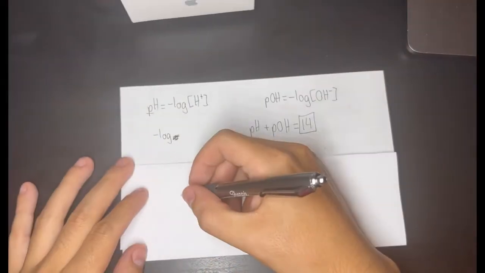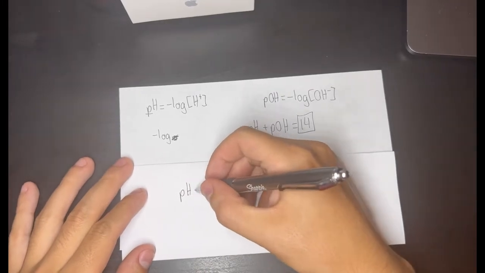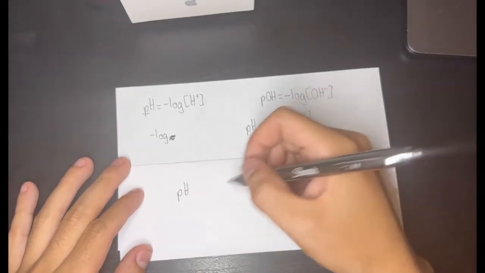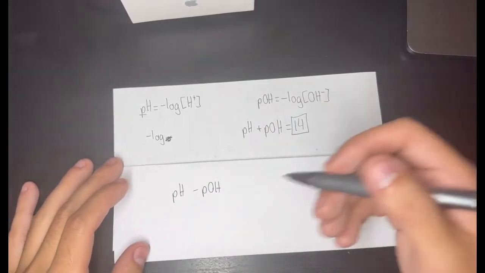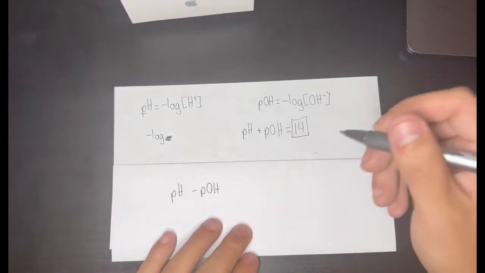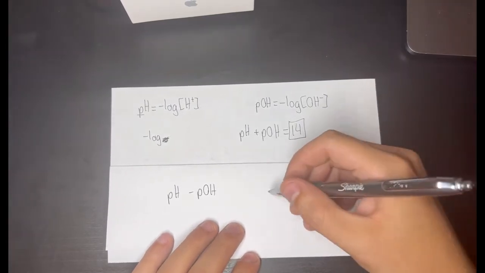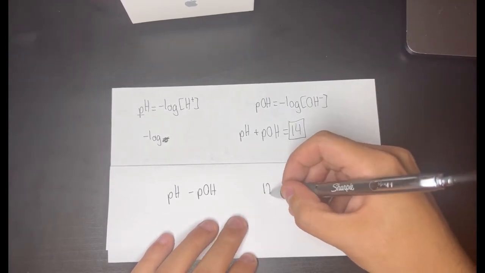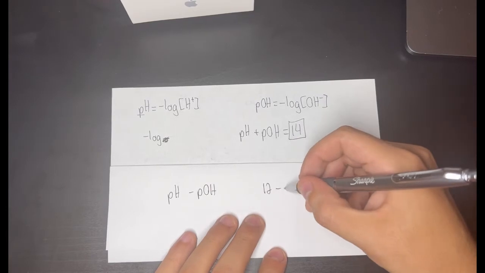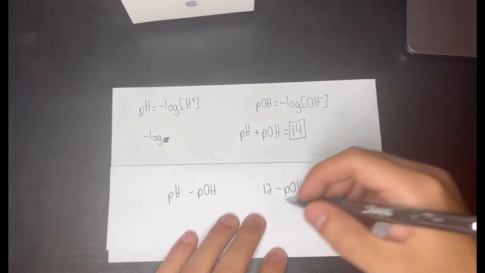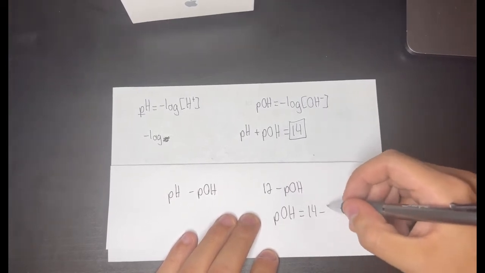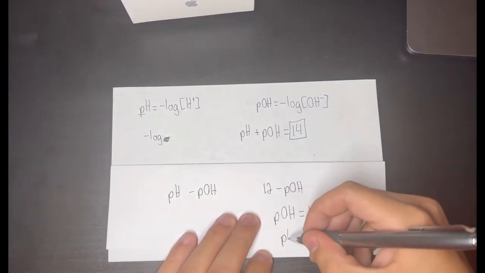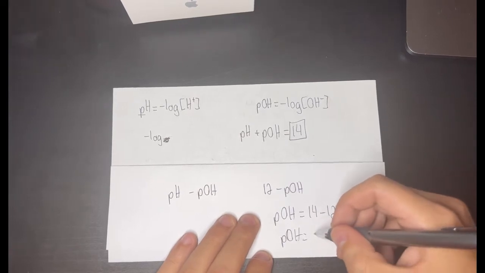If you were to have the pH of something and you wanted to find the pOH, all you have to do is subtract whichever one you have from the 14. Let's say you have a substance with a pH of 12, and you want to find the pOH. pOH is going to be your 14 minus 12. The pOH of the substance would be 2.